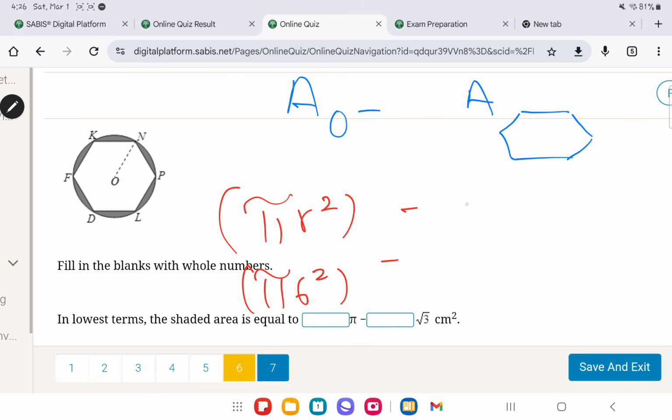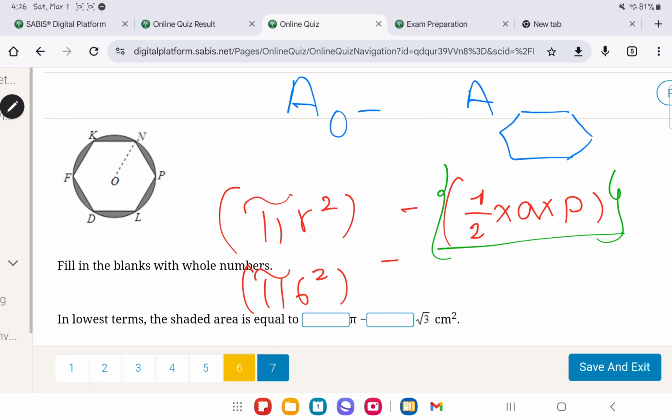hexagon. The area of any hexagon, as we said, is 1 over 2 times the apothem times the perimeter. You could do it like this. In the other question, I did it like this. How about in this question, I will use the area of 6 equilateral triangles.